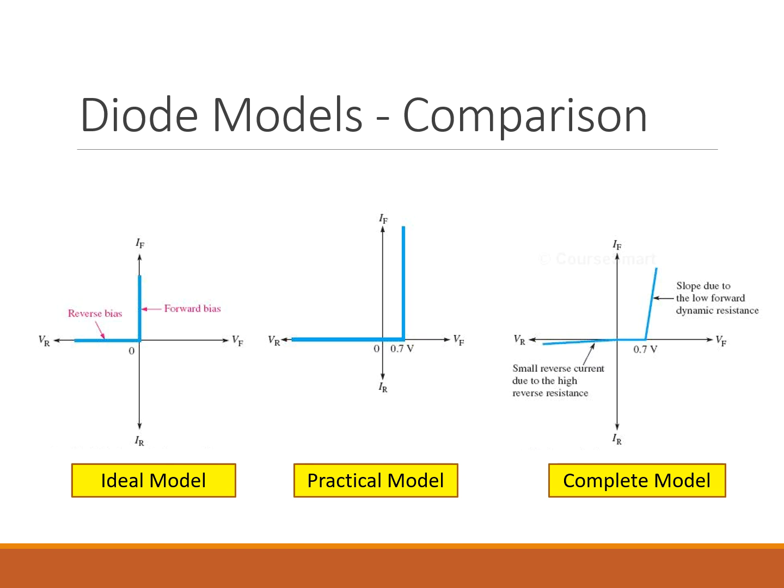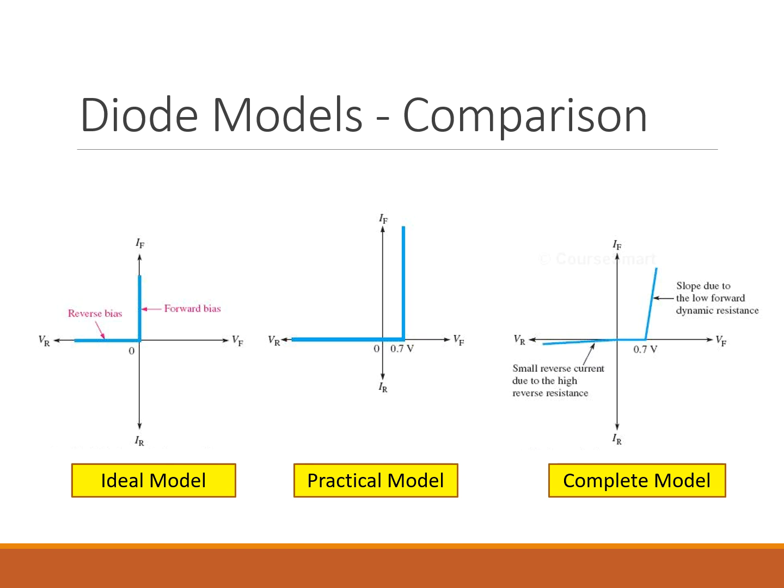It's perfect for quick calculations, but again, this is not realistic. In the practical model, you have that 0.7 volt threshold that appears before current flows. Once you pass that, current still rises sharply, and reverse bias still blocks current completely. This adds some realism with the barrier potential, but it ignores internal resistance.